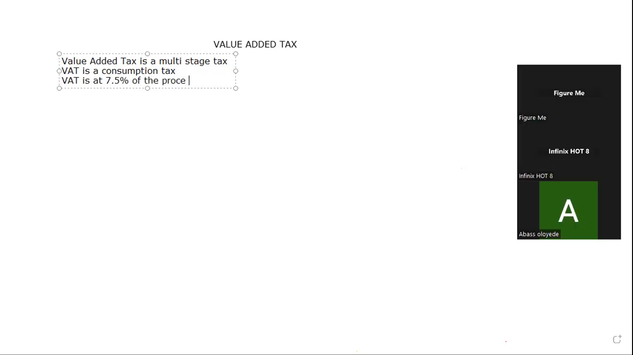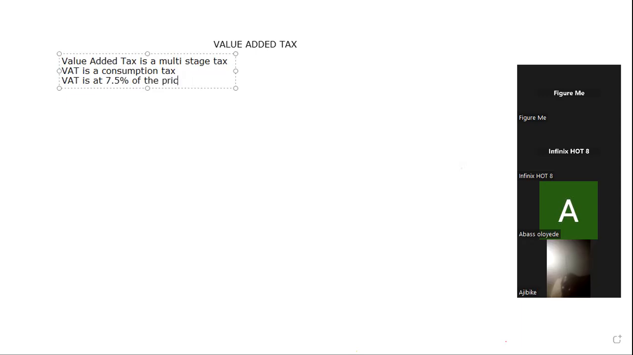Are you with me? VAT is at 7.5% of the price of goods. These are the three things you need to note about value added tax.